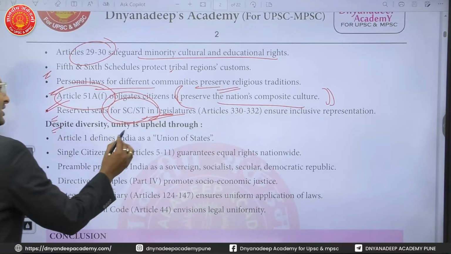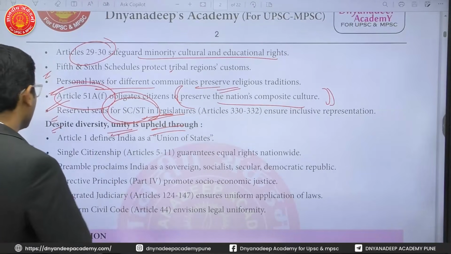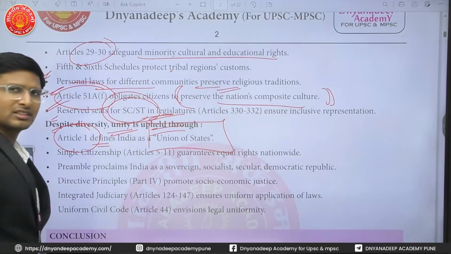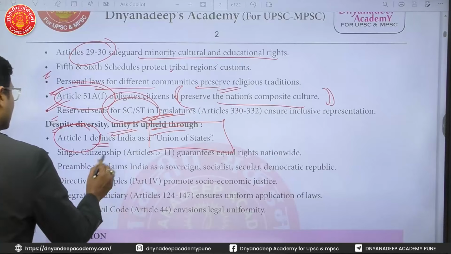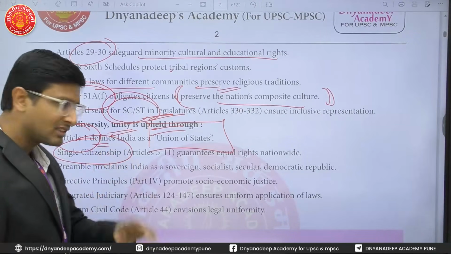Then, despite diversity, unity is upheld through different provisions. Article 1 of the Indian Constitution defines India as a Union of States, which reflects the unity. Second, the single citizenship also reflects the unity. We don't have dual citizenship, we have a single citizenship.